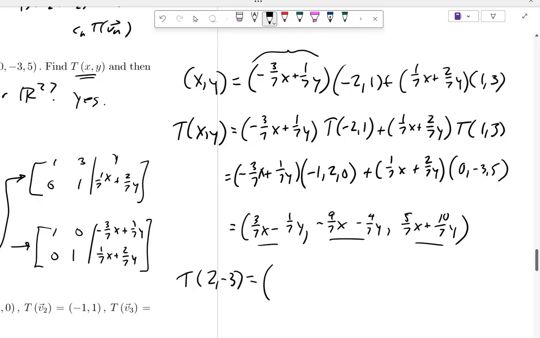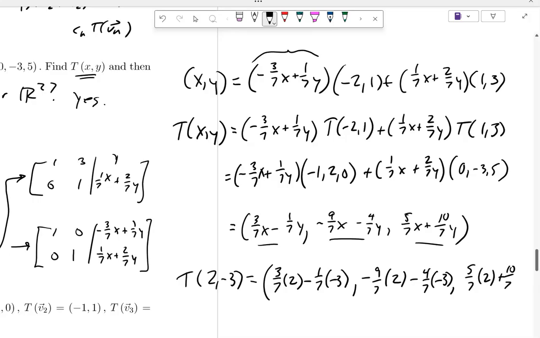So you'd have 3/7 times 2 minus 1/7 times negative 3. Negative 9/7 times 2 minus 4/7 times negative 3. 5/7 times 2 plus 10/7 times negative 3. What is that? 13/7 in the first component. Negative 18 plus 12 is negative 6/7. 10 minus 30 is negative 27.